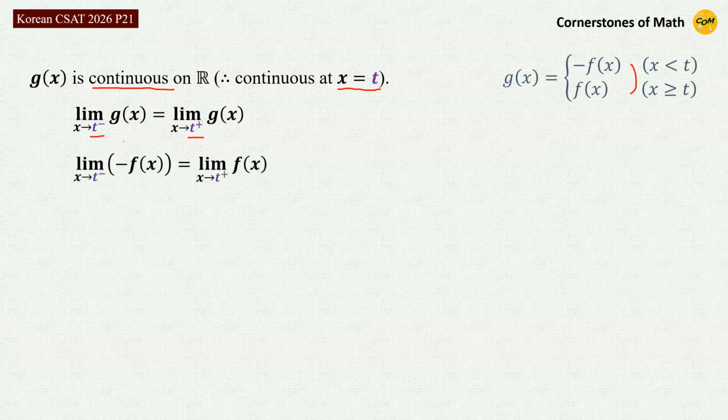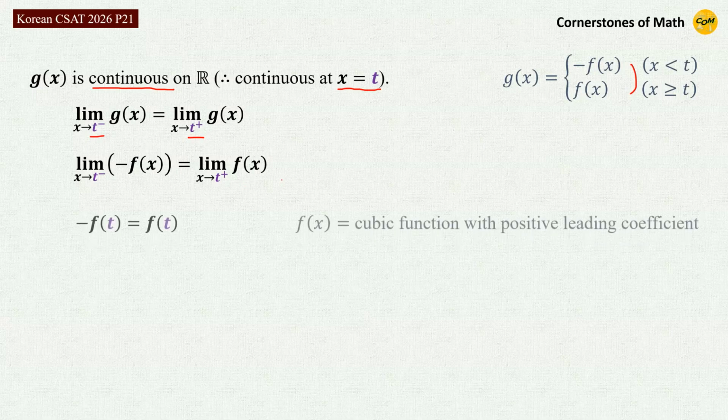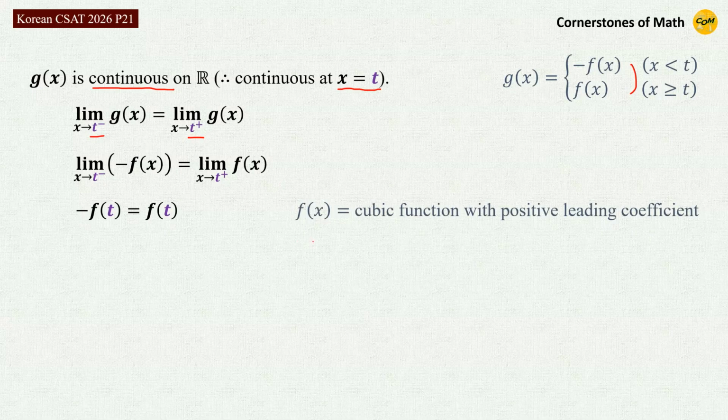As for the left-hand side, x is approaching t from the left, so we must use the expression minus f(x), and on the right-hand side, where x approaches t from the right, we use the expression f(x). In this problem, f(x) is given as a cubic function, which is a continuous function. Therefore, we can simply write minus f(t) and f(t) for the left-hand side and right-hand side respectively. This gives the result f(t) equals 0. Therefore, g(t) is also 0.